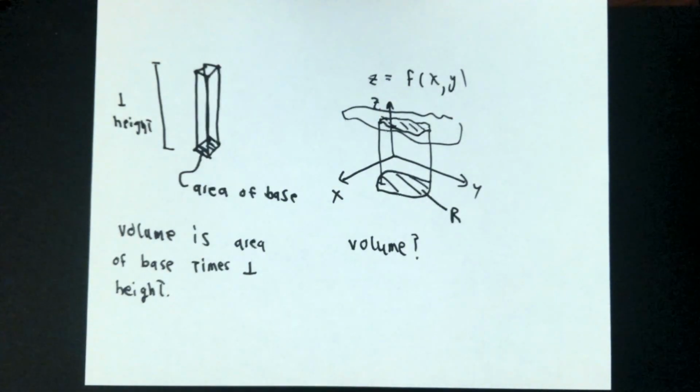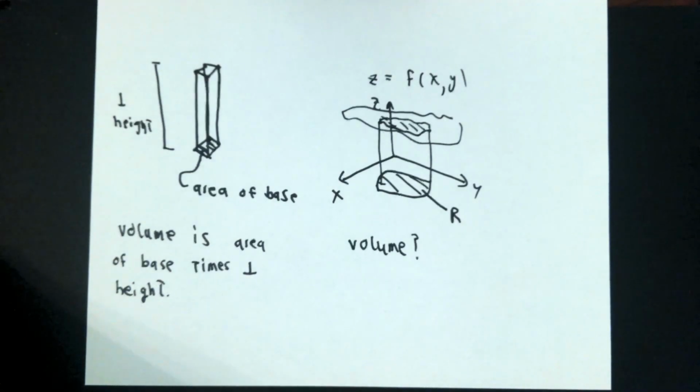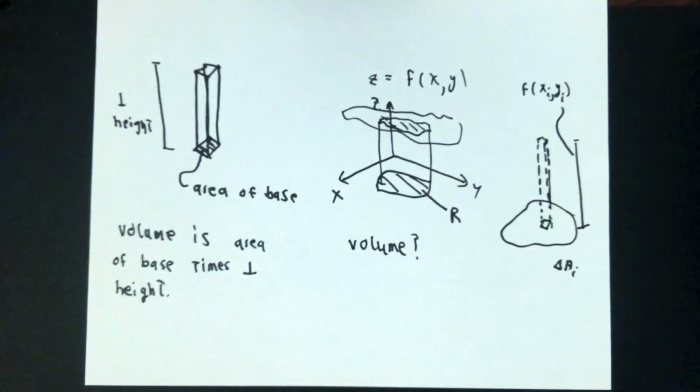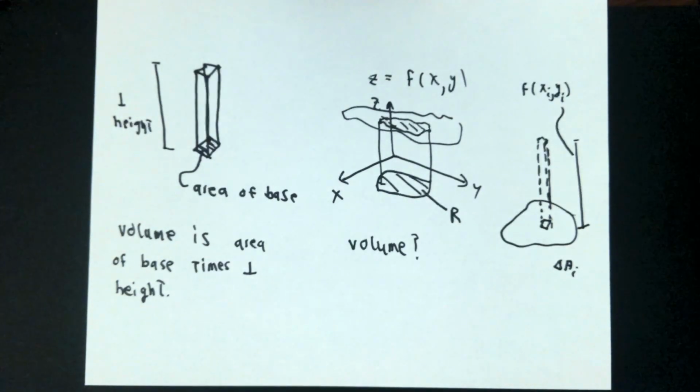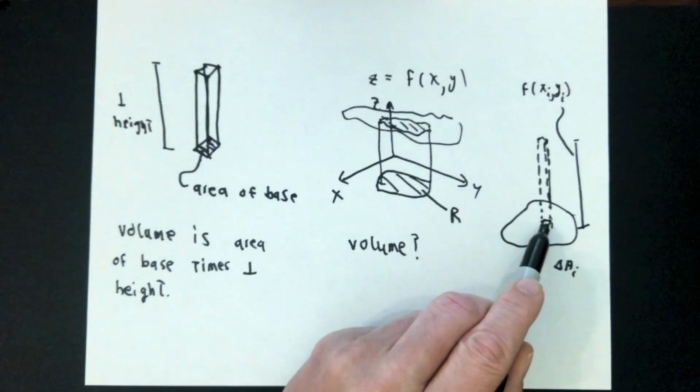I'd like to think about the volume of that three-dimensional shape. How many cubic centimeters of plastic would it take to make this shape on a 3D printer, for instance? Think of dividing your region up into a large number of smaller ones. Pick one of them to look at. Say that one.